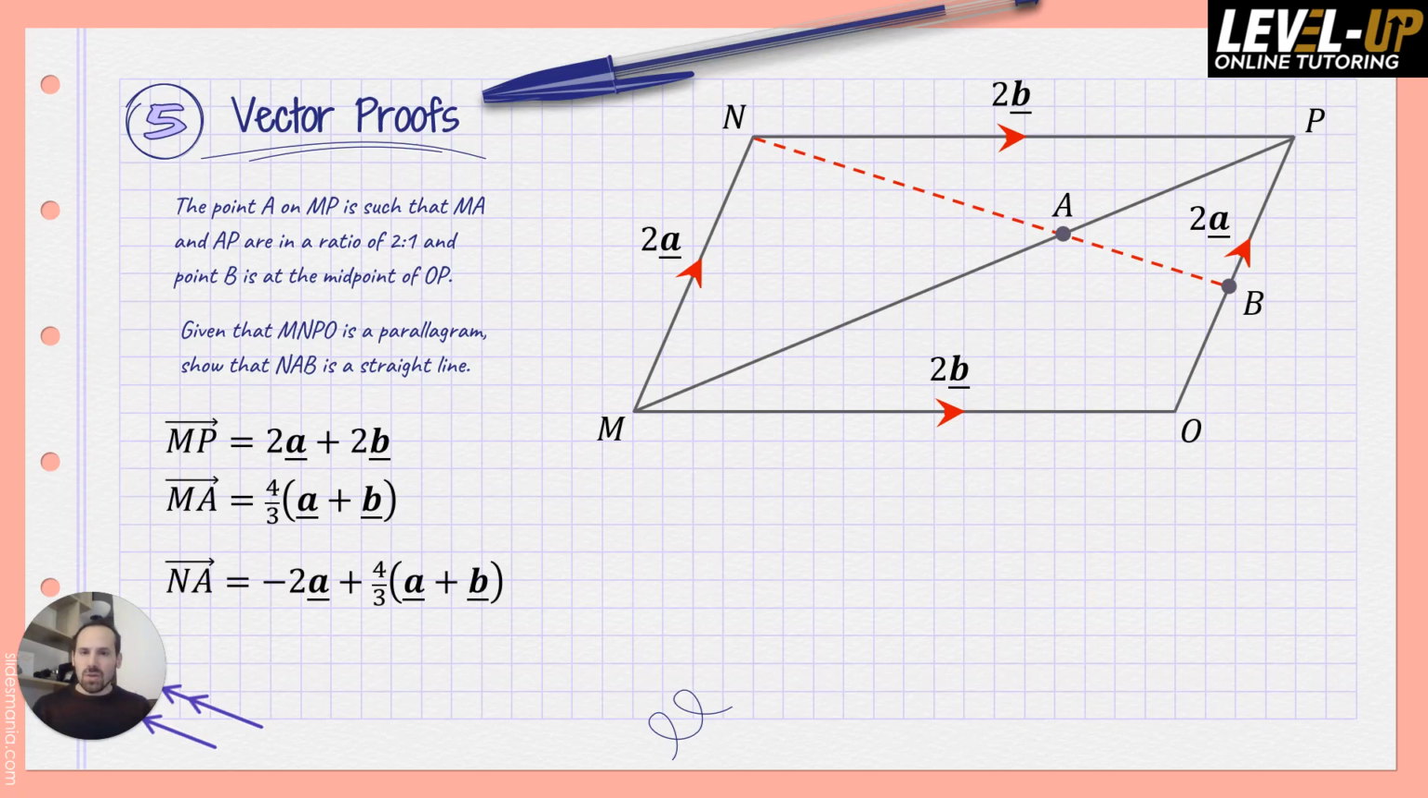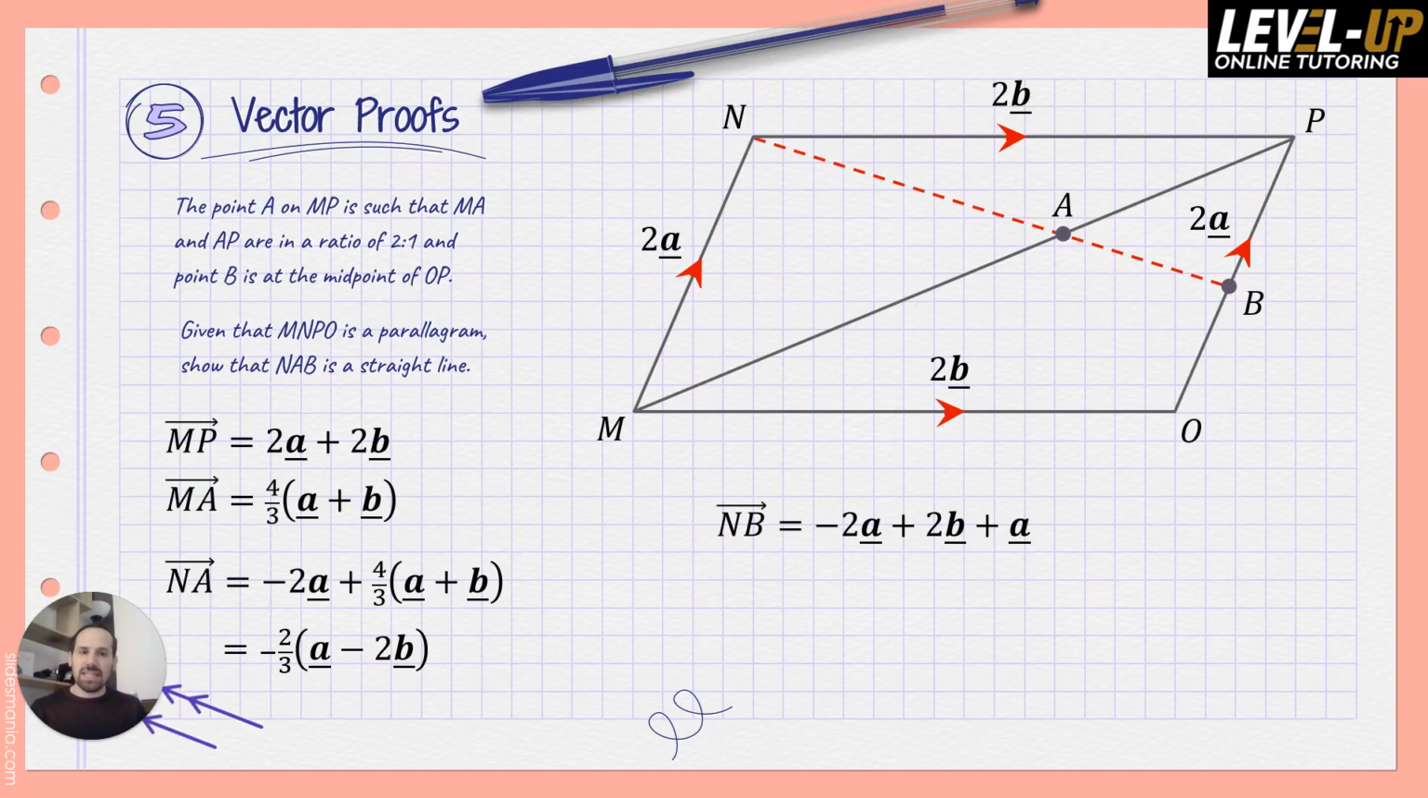So we can use that now to find out what NA is. For NA, we can instead go from N to M and then M to A. So N to M, we're going in the opposite direction, so it's minus 2A, and then plus our 4/3 of A plus B. Again, expand and collect like terms, so that we've got it explicitly in terms of A and B. We always want to do that.